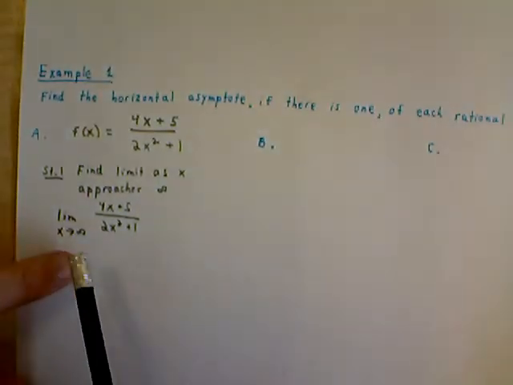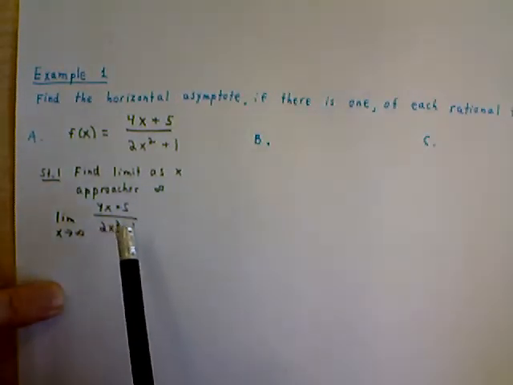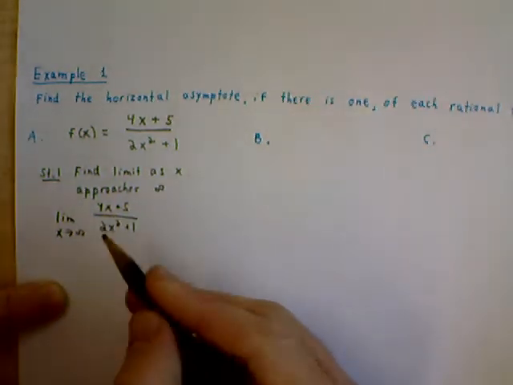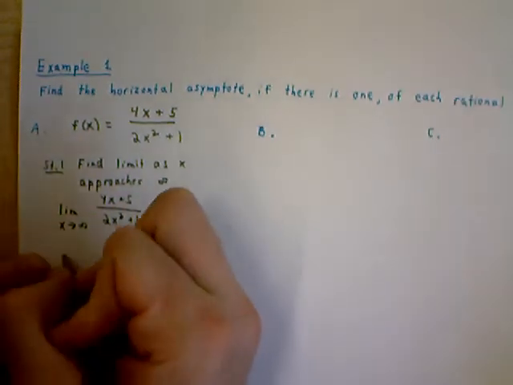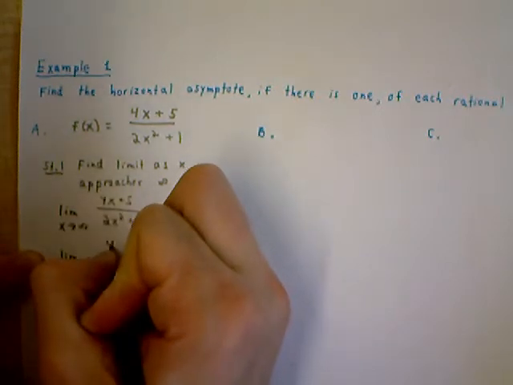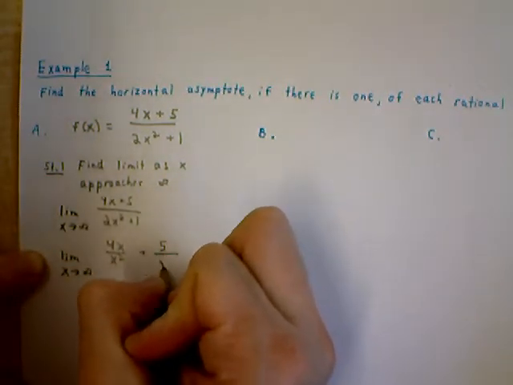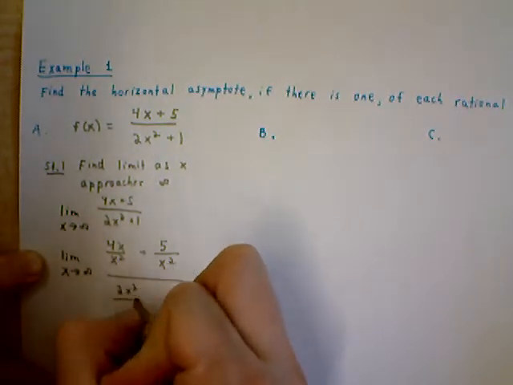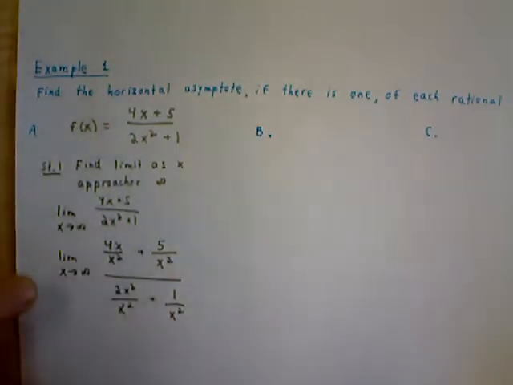Well, it's an infinite limit, so we're going to use that technique where we divide all our terms by the term with the highest degree. So I see the highest degree is x squared, so I'm going to divide all the terms by x squared. So I'm going to take the 4x divided by x squared plus 5 over x squared, all over 2x squared over x squared plus 1 over x squared.